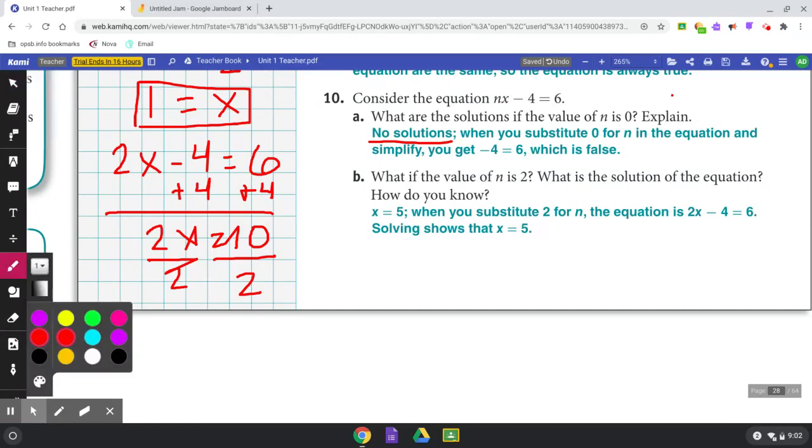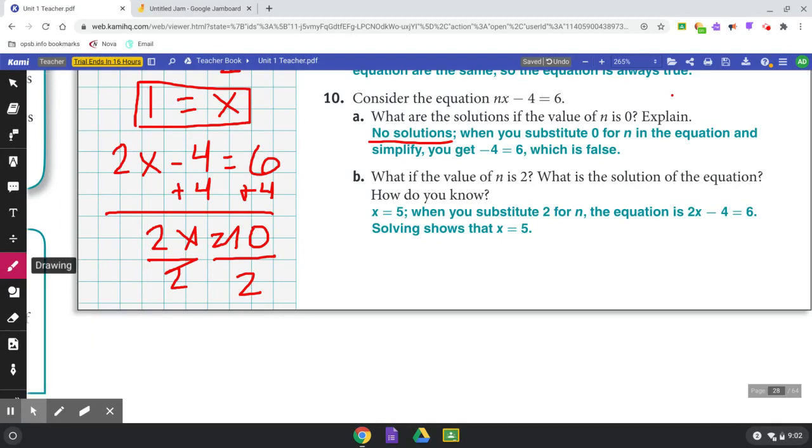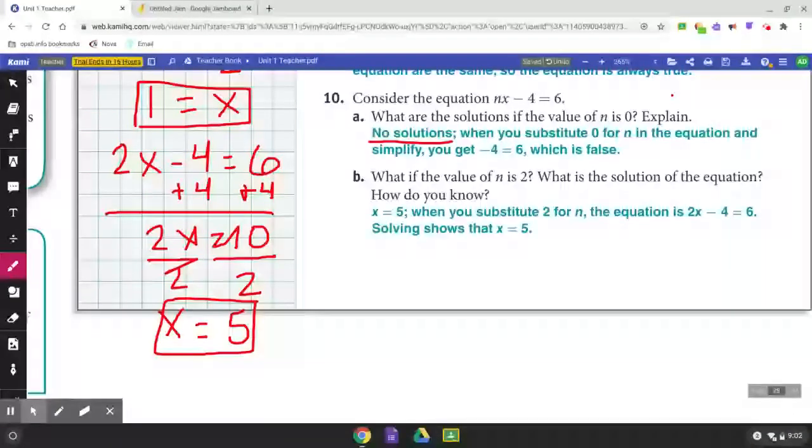When I divide both sides by 2, I get x equals 5. 10 divided by 2 is 5. There we go. We finished. Okay. So when you substitute 2 for n, the equation is 2x minus 4 equals 6. Solving that shows that x equals 5, which is one solution.